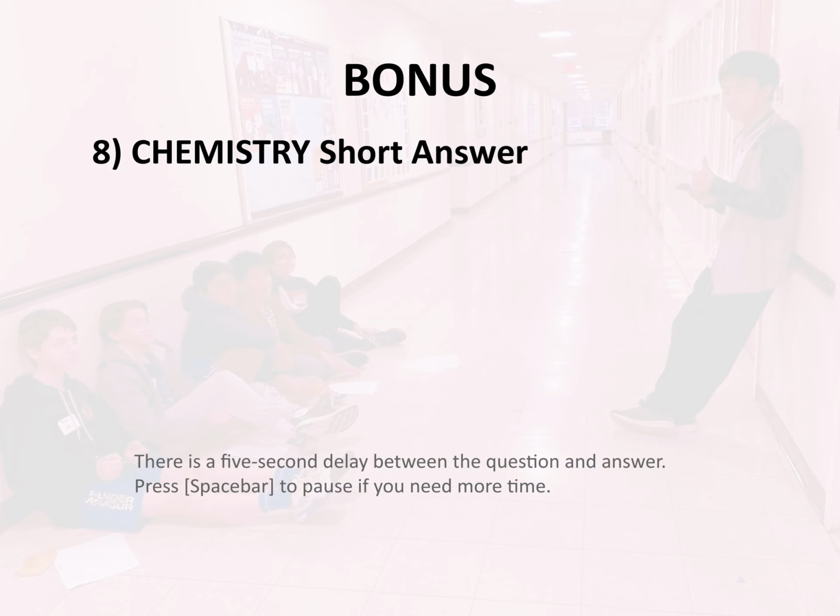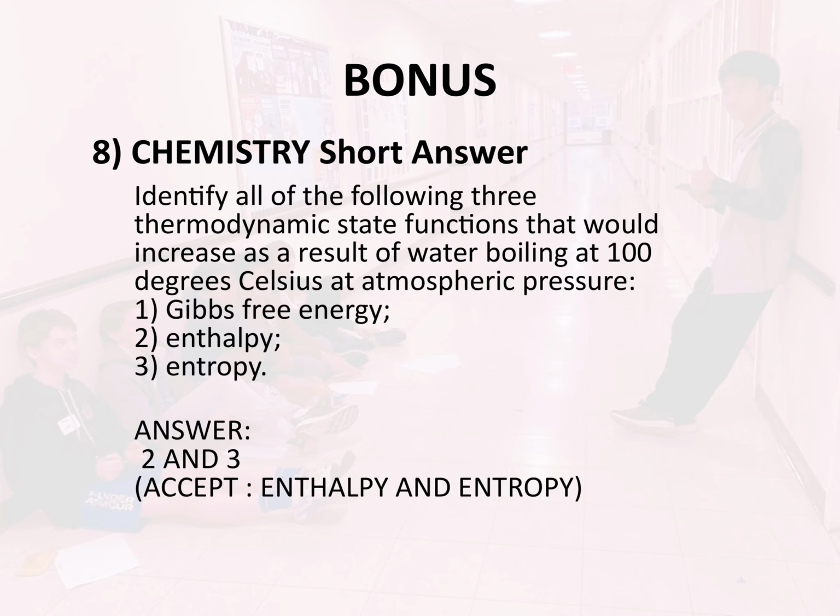Bonus 8. Chemistry. Short answer. Identify all of the following three thermodynamic state functions that would increase as a result of water boiling at 100 degrees Celsius at atmospheric pressure. 1. Gibbs free energy. 2. Enthalpy. 3. Entropy. Answer: 2 and 3.